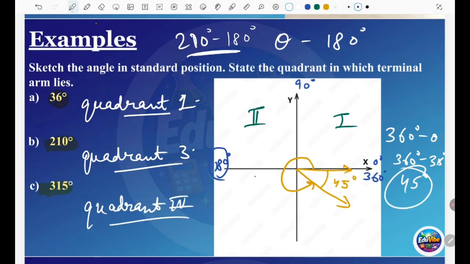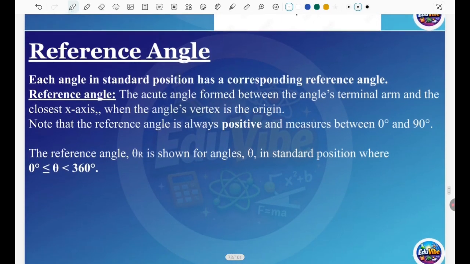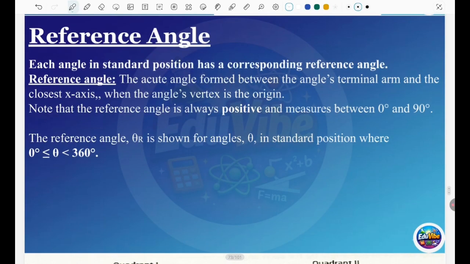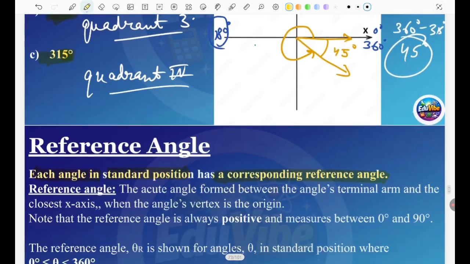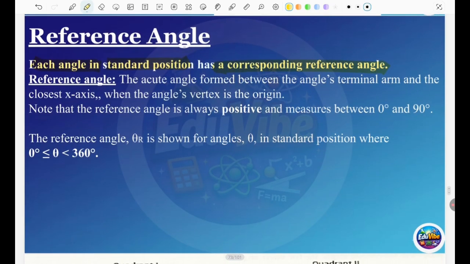We will do more and more questions. We will do one fill-in-the-blank table to learn more about standard position and reference angles. But now we'll start with the reference angles because they are the more relatable topic. So let's start with reference angles. Each angle in standard position has a corresponding reference angle. As I told you, these are all standard position angles, and all the standard position angles have their corresponding reference angles.